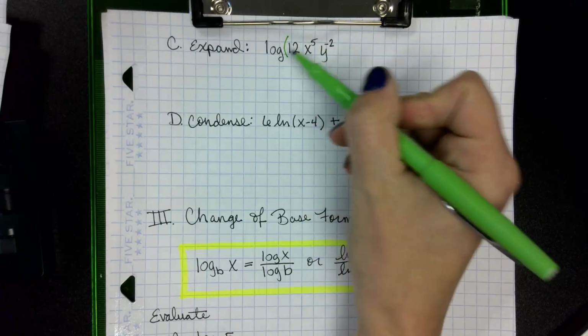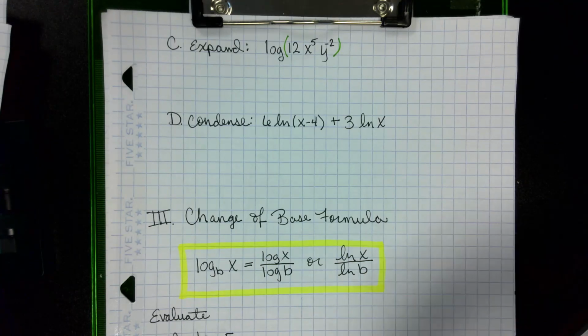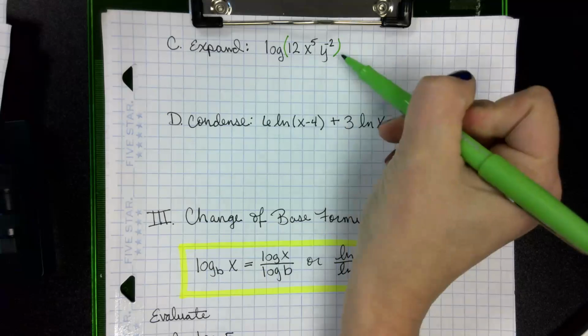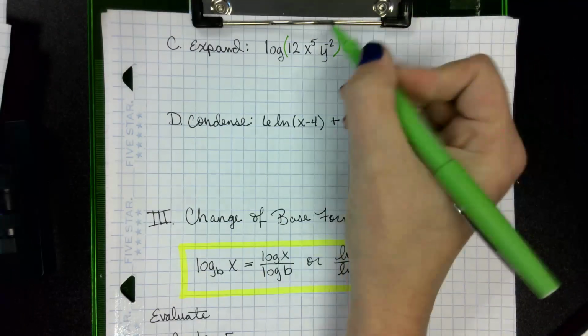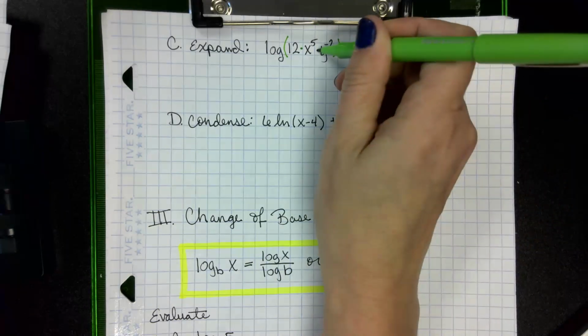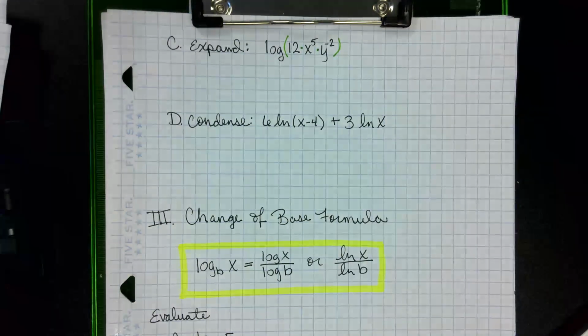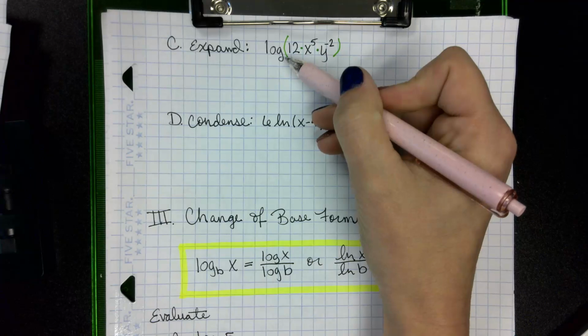I'm going to go ahead and group this. I like grouping my argument in parentheses. The book doesn't always do that, but I feel like it keeps everything organized a little better. So all of this is in the argument. So I have 12 times x to the fifth times y to the negative 2. I can use the product rule to write each one of those as its own log. And these will all be the common log because it's base 10.